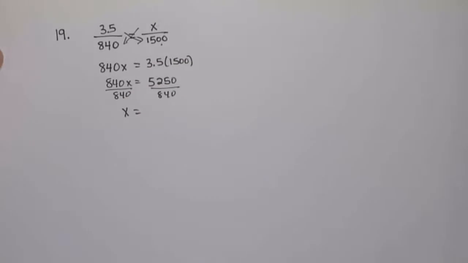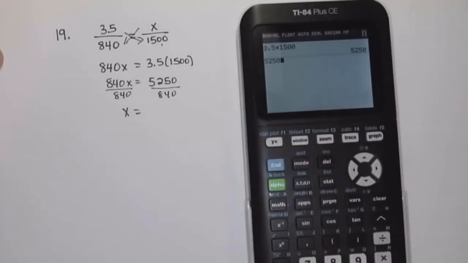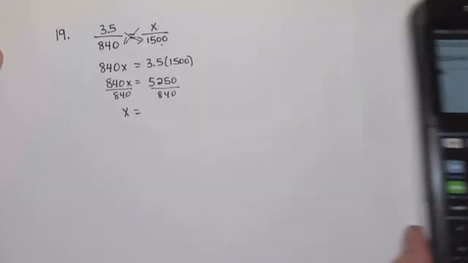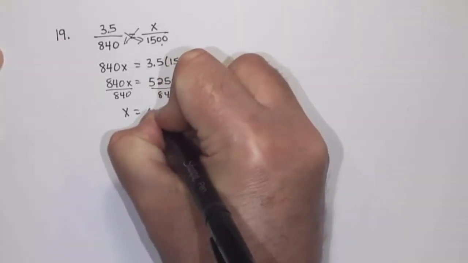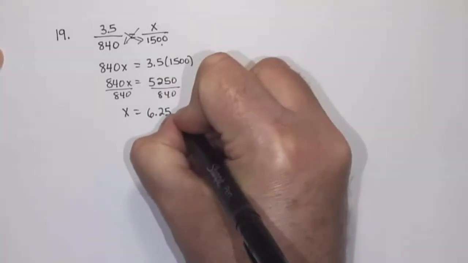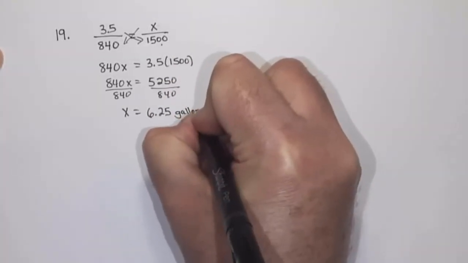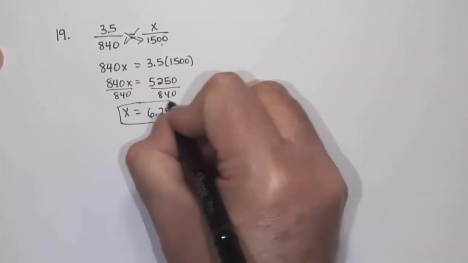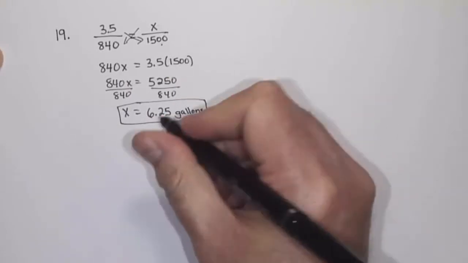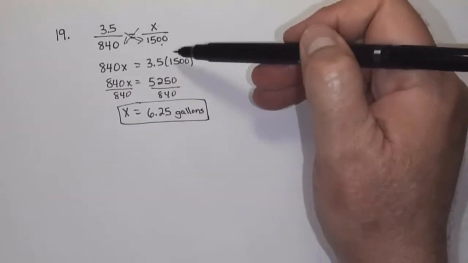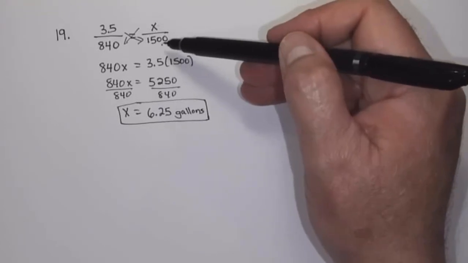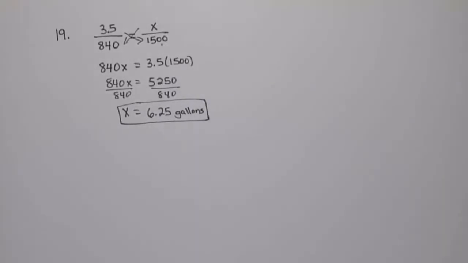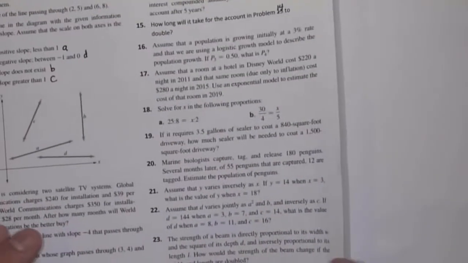So x is going to equal 5,250 divided by 840, which is 6.25. So to answer our questions, it's going to take 6.25 gallons of sealer to coat 1,500 square feet of driveway. So there's our answer to number 19. Let's look at number 20. I'm going to do that on this same page. Number 20.